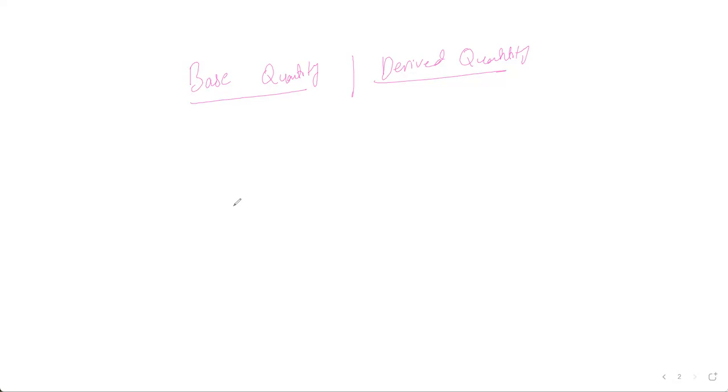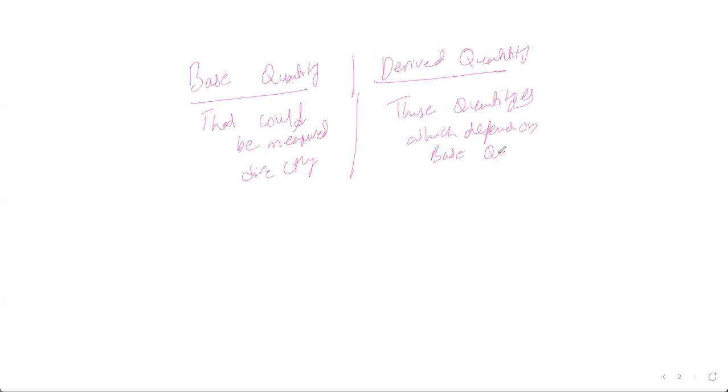The base quantities are those that could be measured on their own or do not depend on any other quantities, or that could be measured directly. And derived quantities are those quantities which depend on base quantities for their measurements.